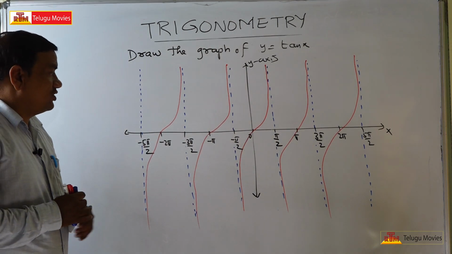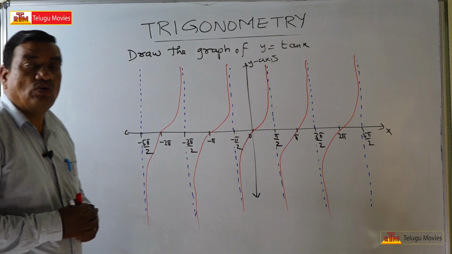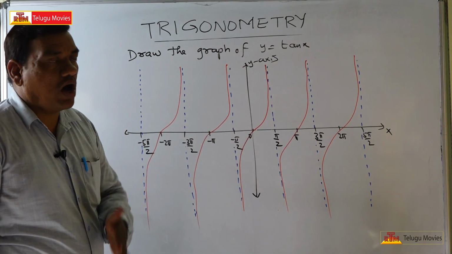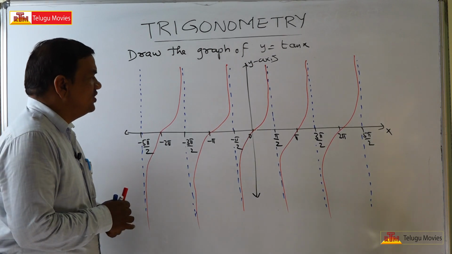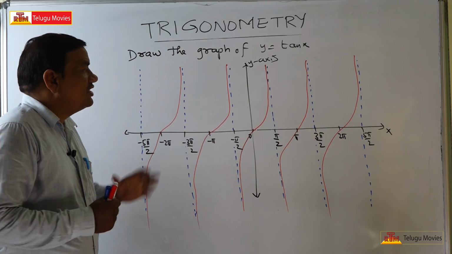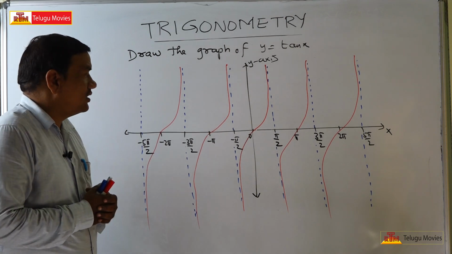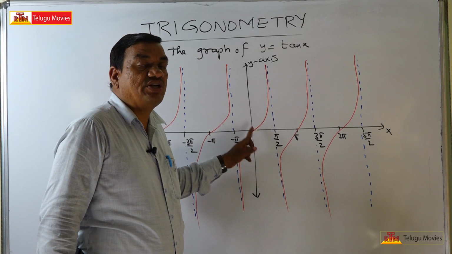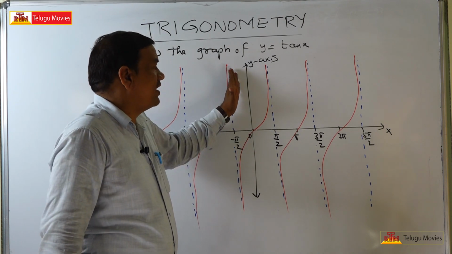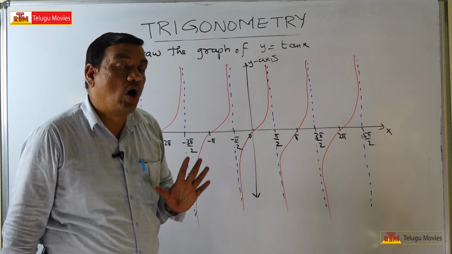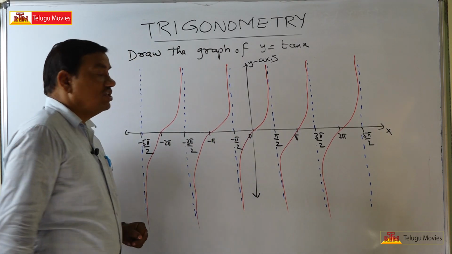Now the next thing you have to observe. This tan x graph also passes through the origin. Does it have any symmetric nature? Yes, it is symmetric about the origin. It is neither symmetric about the y-axis nor symmetric about the x-axis, but it is symmetric about the origin. That is the thing you have to observe.